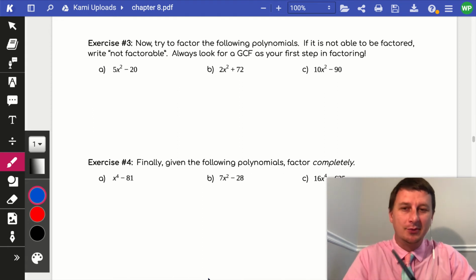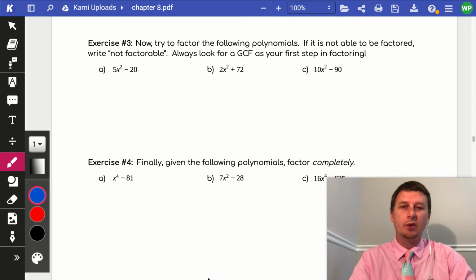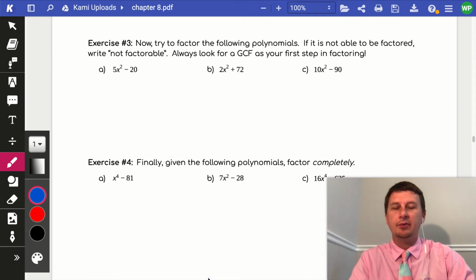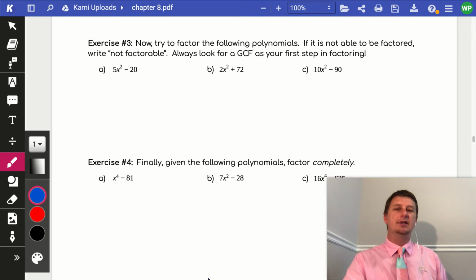Yes you, Algebra 1. And in this video, we're going to look at exercise number 3, where we're going to be factoring different polynomials. In the previous exercise, we looked at how to factor a difference of two perfect squares. So let's see where this one takes us. It says, now try to factor the following polynomials. If it is not able to be factored, write not factorable. Also, always look for a GCF as your first step in factoring. Always look and see if there's a GCF.